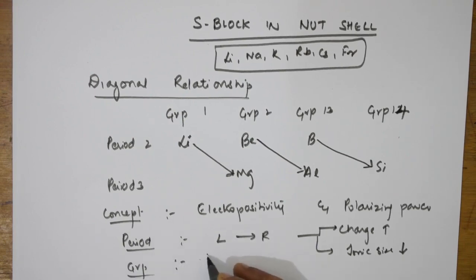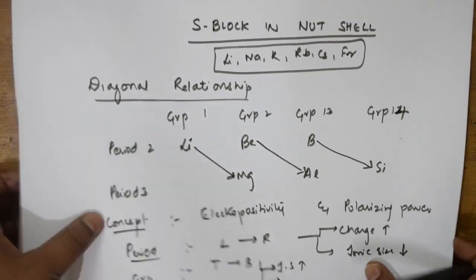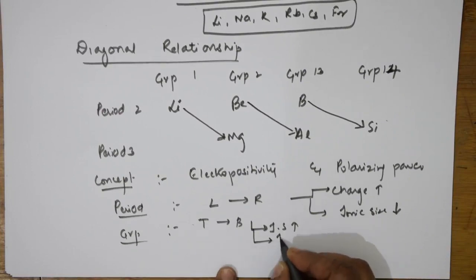Now when I have to speak in terms of a group, what is happening? Group is from top to bottom. Ionic size increases. When ionic size increases, what is the next thing you should remember? You should remember ionic charge also increases.